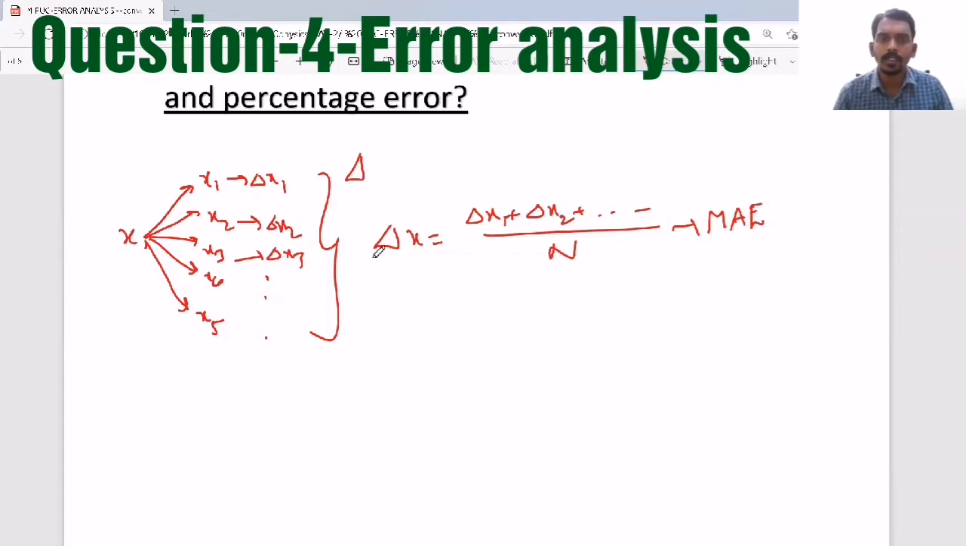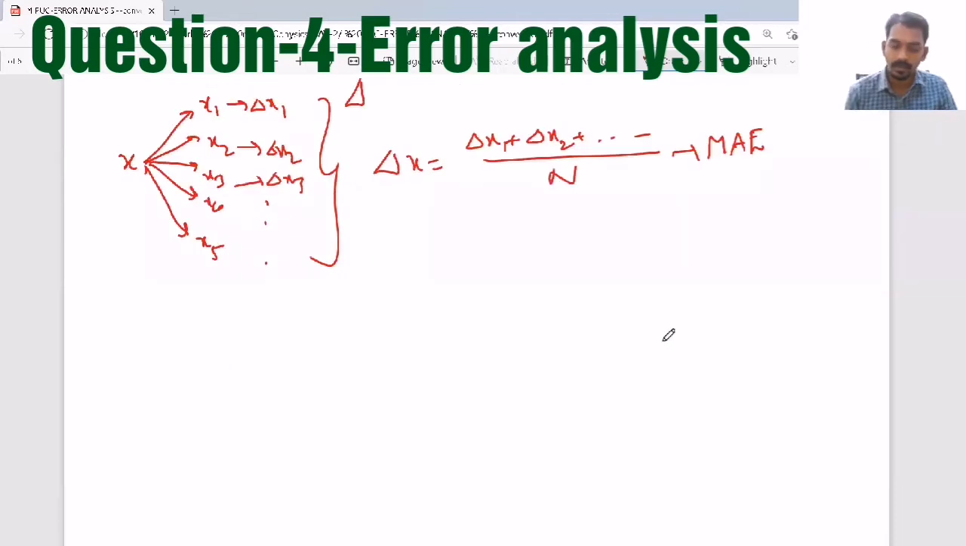Here they will not mention the true value. The average of x1, x2, all the readings, we have to consider as x. That is the true value. Then you will get the error in each measurement like x minus x1 or x1 minus x, and x2 minus x or x minus x2. So you will get delta x1, delta x2. But consider only magnitudes. Then find the average.